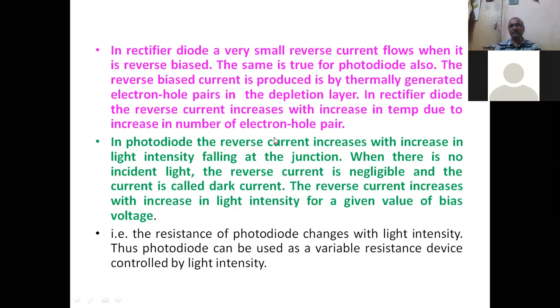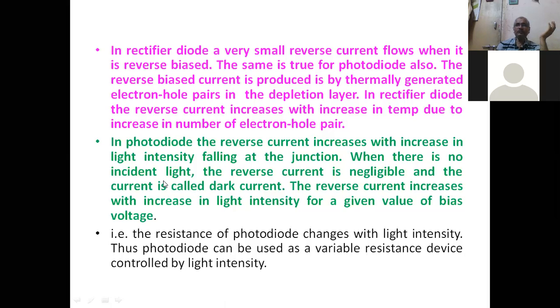The same thing happens in the photodiode. In the rectifier diode or ordinary diode, the electron hole pairs are generated due to thermal energy. But in the photodiode, remember, the reverse current increases with the light intensity, because we have incident light. So if the intensity of light is increased, the number of electron hole pairs generated across the junction will increase, and they will produce the reverse current. So in the photodiode, the reverse current increases with increase in the light intensity falling at the junction.